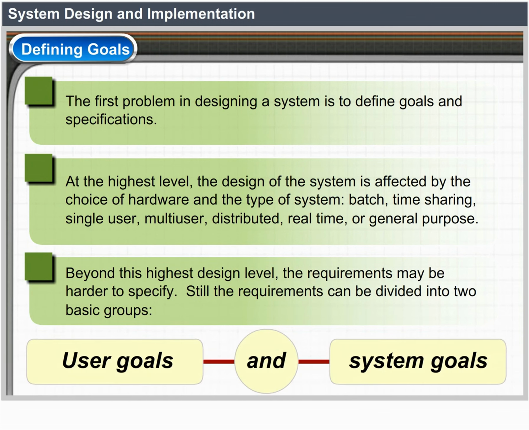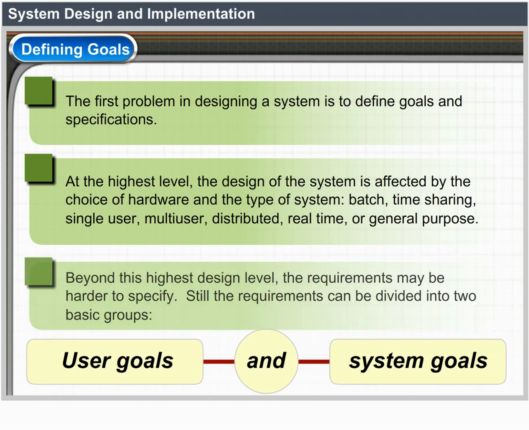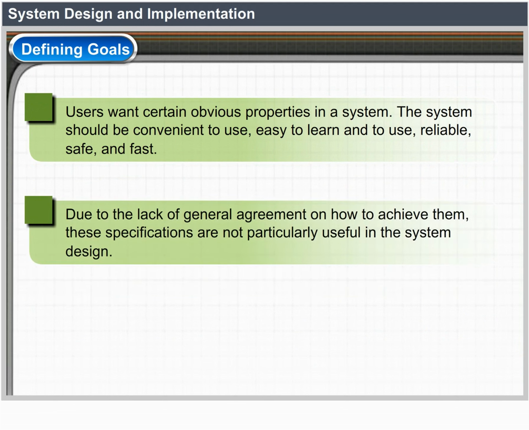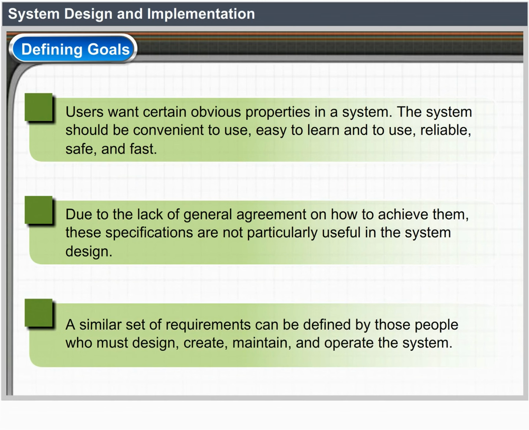Users want certain obvious properties in a system. The system should be convenient to use, easy to learn and to use, reliable, safe, and fast. Of course, these specifications are not particularly useful in the system design, since there is no general agreement on how to achieve them. A similar set of requirements can be defined by those people who must design, create, maintain, and operate the system.